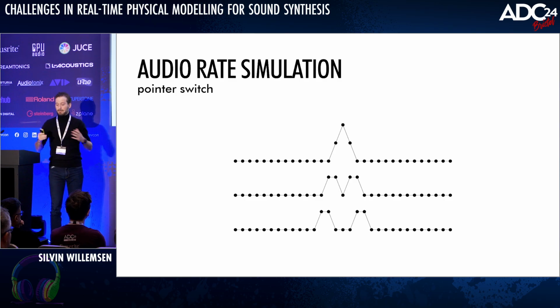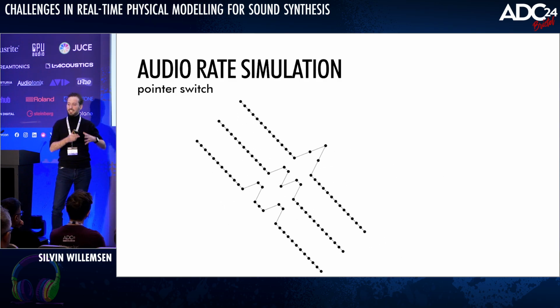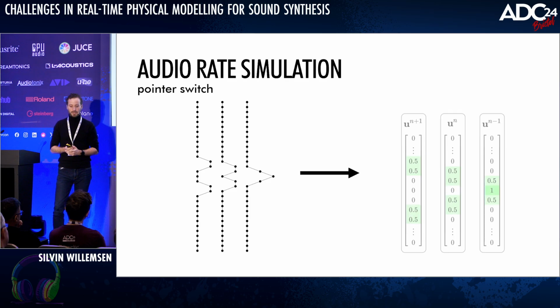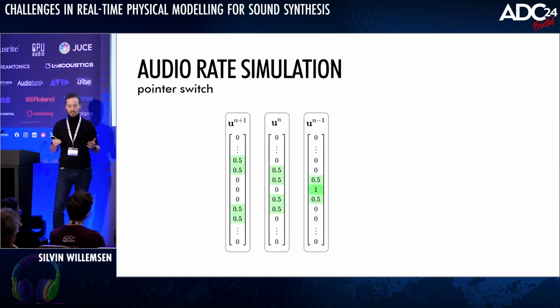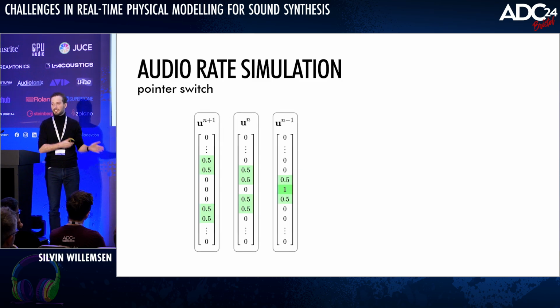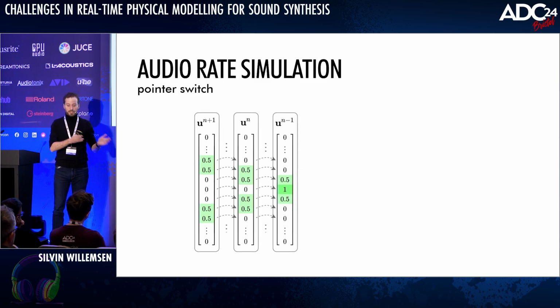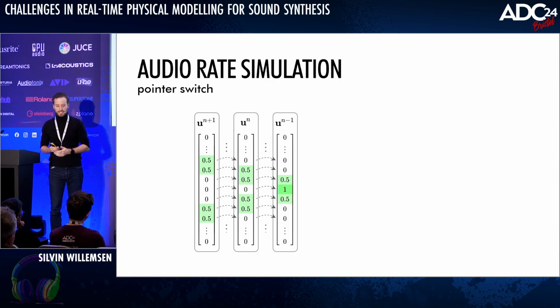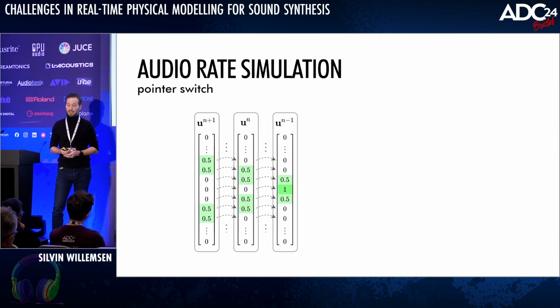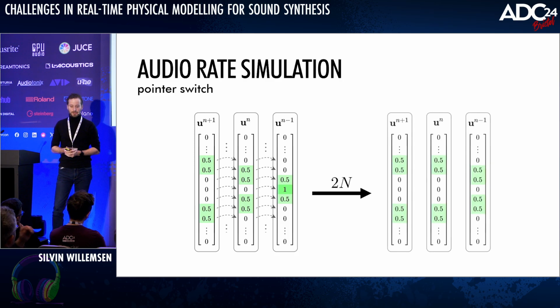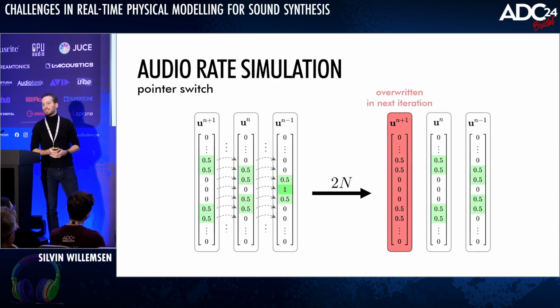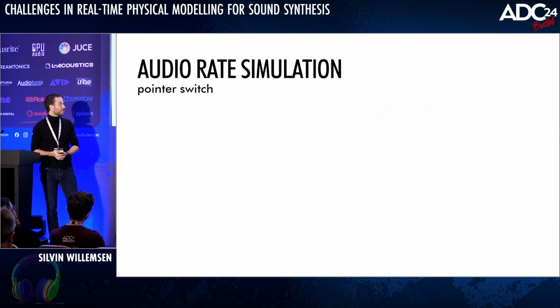So usually in MATLAB, C++, whatever, we save these states of our system in some vectors or arrays. And the naive way of updating these arrays from the next to the current to the previous time step is to copy all the state over to the next vector. And if you have n grid points, this is going to be 2n operations, where this guy is going to be overwritten in the next iteration. So this would be the naive way of implementing it.